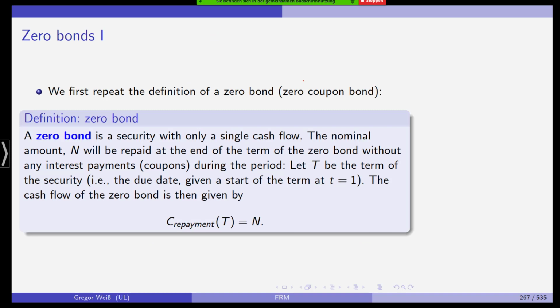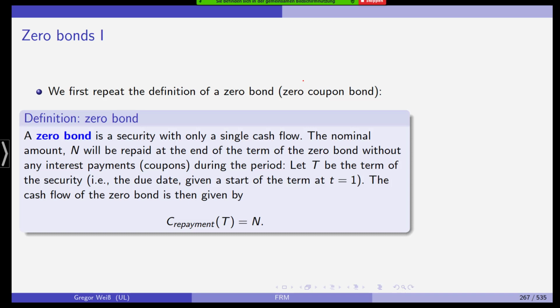Okay, what is the first easiest example of a fixed income product, of an interest rate instrument? A zero bond. You should know what a zero bond is, or a zero coupon bond. I'll give you a definition here. A zero bond is a security with only one single cash flow at the very end, at maturity. It's the nominal amount, and will be repaid at the end of the term of the zero bond without any coupon payments in between. So we have no interest payments before maturity.